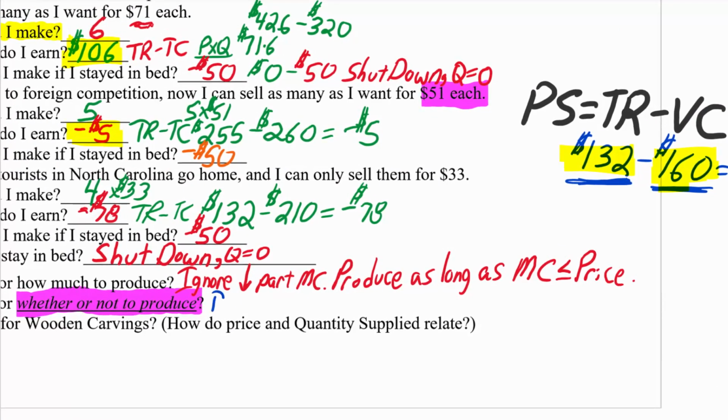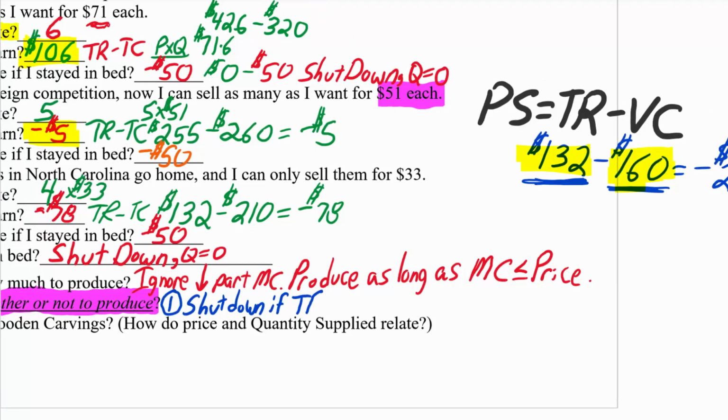Number 1, don't produce, shut down, if the total revenue that you get from producing your product is less than your variable costs. That's what we see here. Our total revenue, less than our variable costs, that's what's digging an even deeper hole, and that's why we should shut down and produce 0.